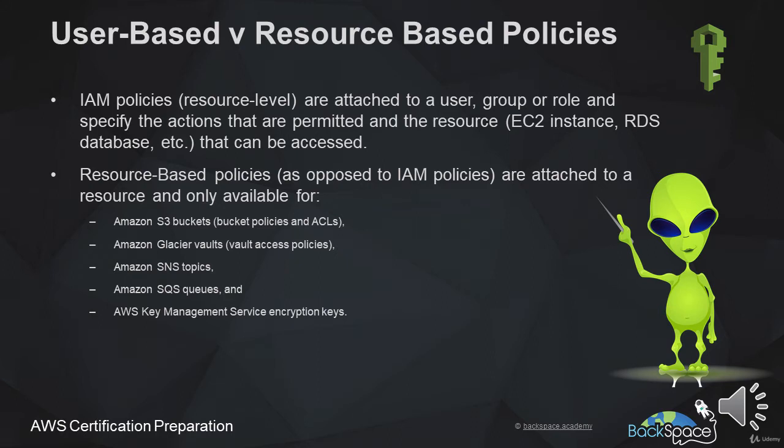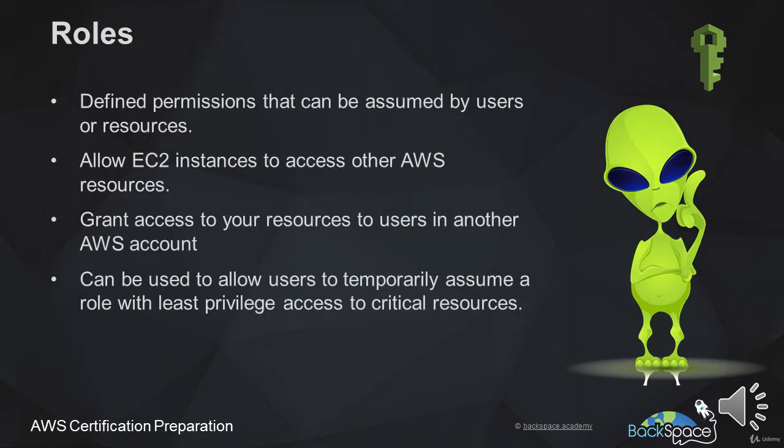Amazon Glacier has vault access policies that can be applied to an Amazon Glacier vault. We also have Amazon SNS topics, SQS and KMS can also have resource-based policies applied to them. Roles define permissions that can be assumed by users or resources. The difference between groups and roles: a user can belong to multiple groups and they will inherit the permissions of all those groups.